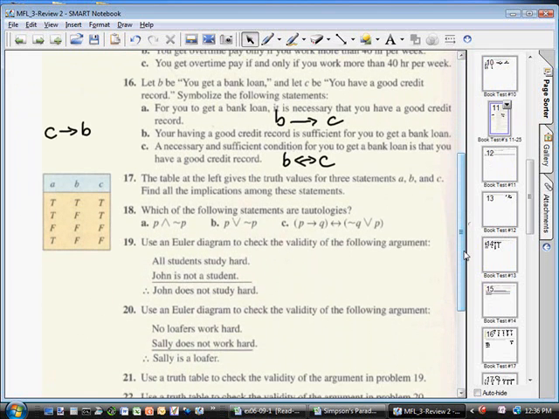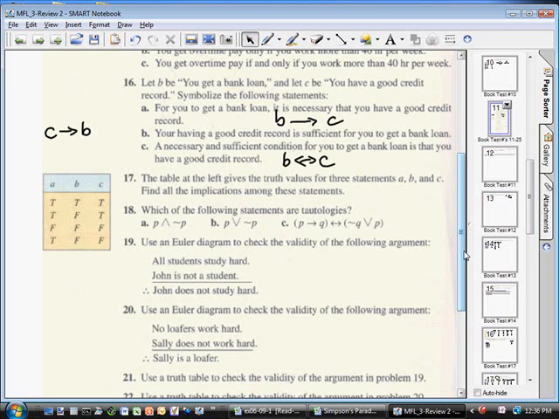All right. Let B stand for you get a bank loan, and let C stand for you have a good credit record. Symbolize the following statements. For you to get a bank loan, it is necessary that you have good credit. What does the word necessary mean? In an if-then statement, this guy over here is sufficient for that one, and this guy over here is necessary for that one. So when they say that it's necessary to have good credit, the credit has to be on the receiving end of the arrow.